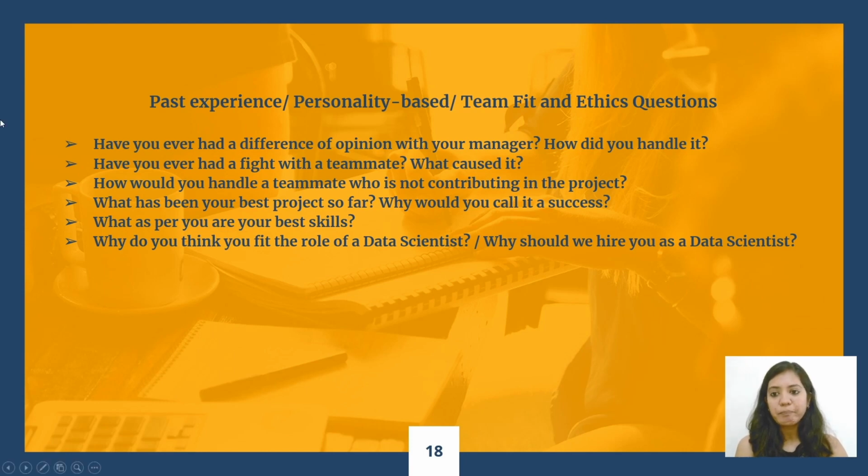personality. How would you handle a teammate who is not contributing in the project? What has been your best project so far? Why would you call it a success? What, as per you, are your best skills? This is definitely a question that can replace the one, what do you think you need to become a data scientist? Because all of these basically test your knowledge of how much you know a data scientist, how much you correlate with it, how much past experience you can show for it.